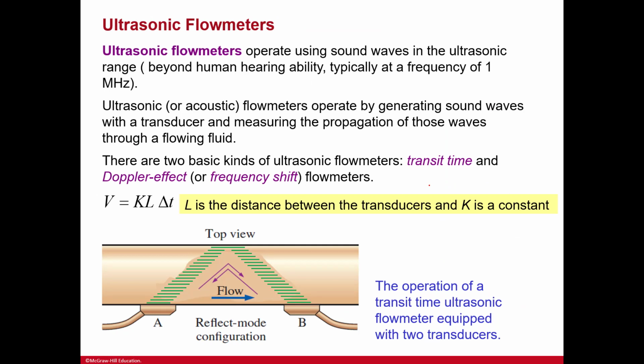Ultrasonic flow meters operate using sound waves in the ultrasonic range. This is beyond our hearing, typically at 1 megahertz. Ultrasonic or acoustic flow meters operate by generating sound waves with a transducer and measuring the propagation of these waves through the flowing fluid. There are two basic kinds of ultrasonic flow meters, the transit time and the Doppler effect, or frequency shift, flow meters. You can see this here. And just to note, this L is the distance between the transducers, and K is a constant.